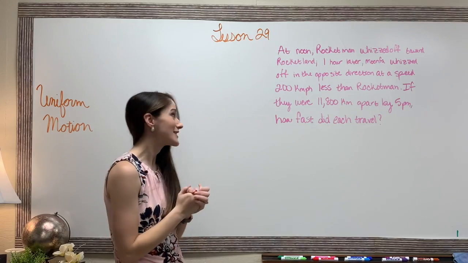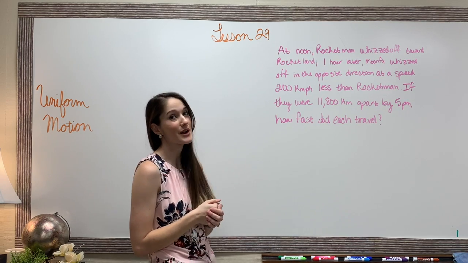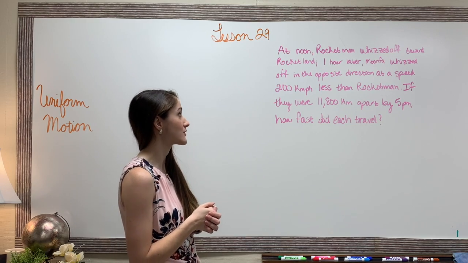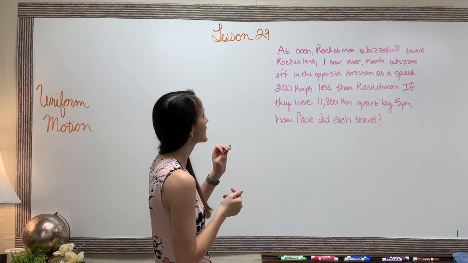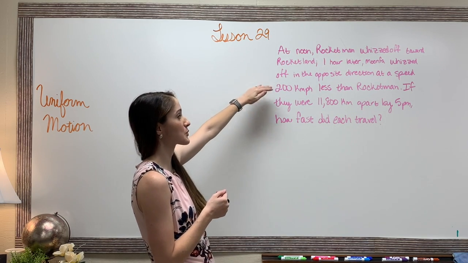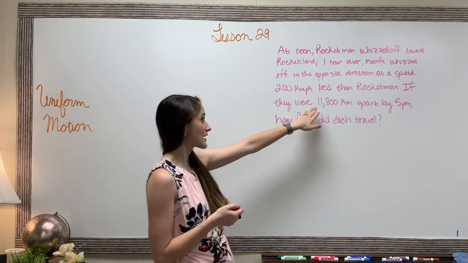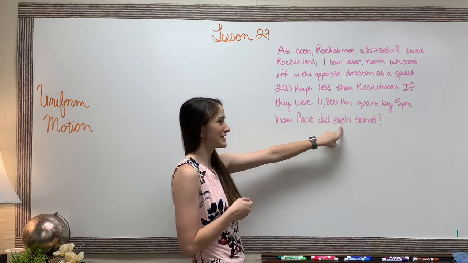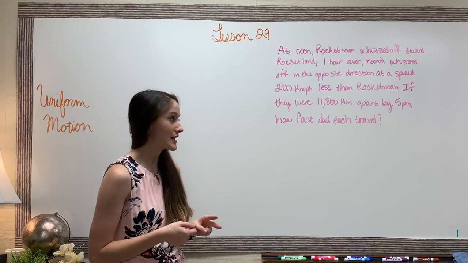All right, and in our last example, we have at noon, Rocket Man whizzed off toward Rocket Land. 1 hour later, Moonfa whizzed off in the opposite direction. So she's leaving from the same place, whizzed off in the opposite direction at a speed of 200 kilometers per hour less than Rocket Man. If they were 11,800 kilometers apart by 5 p.m., how fast did each travel?